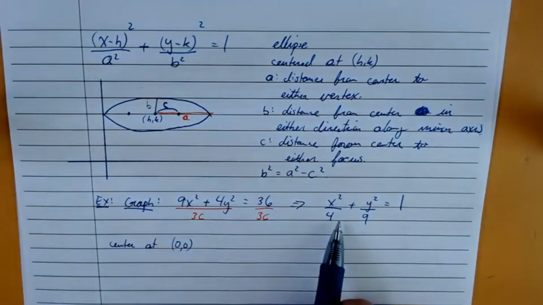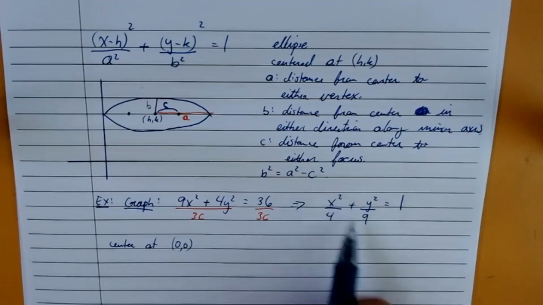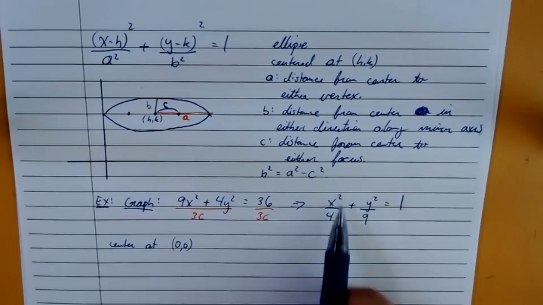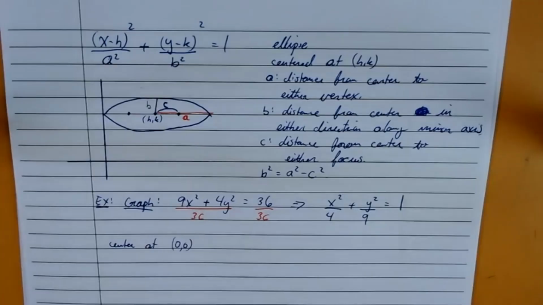We have our, notice that y squared is over a bigger number than the x squared. Okay, well then that means that our major axis will go along the direction of the y-axis instead of the direction along the x-axis.